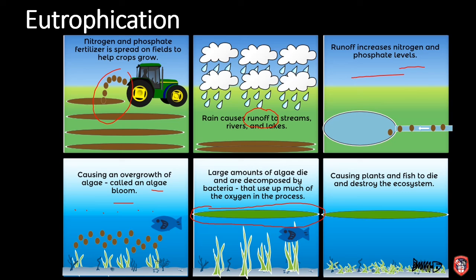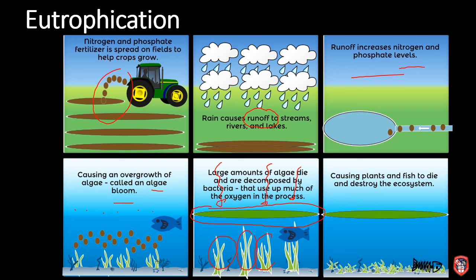Now, because this is covering the surface, the light cannot get beneath the algae, and therefore any plants beneath the algae cannot get any sunlight. If they can't get any sunlight, then of course they cannot photosynthesize. If they cannot photosynthesize, what happens is that they will start to die.